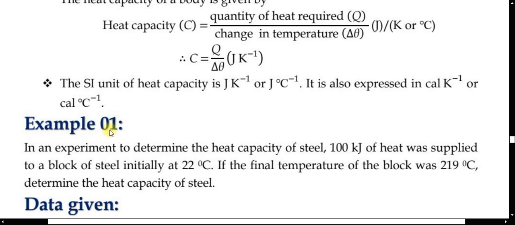Example 1. In an experiment to determine the heat capacity of steel, 100 kilojoules of heat was supplied to a block of steel, initially at 20 degrees Celsius.